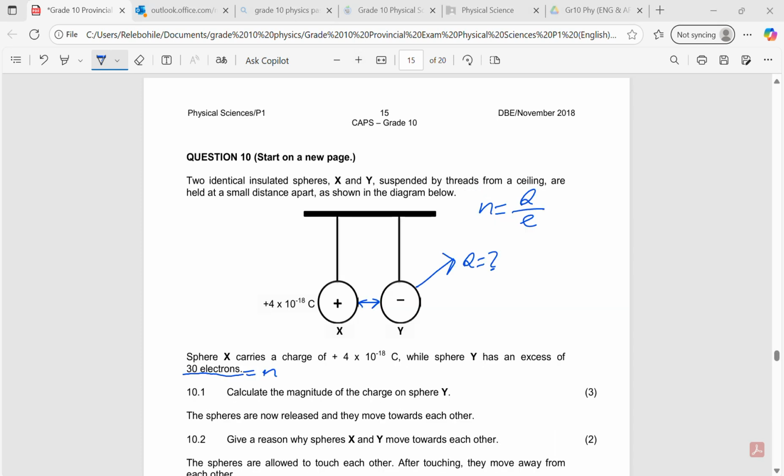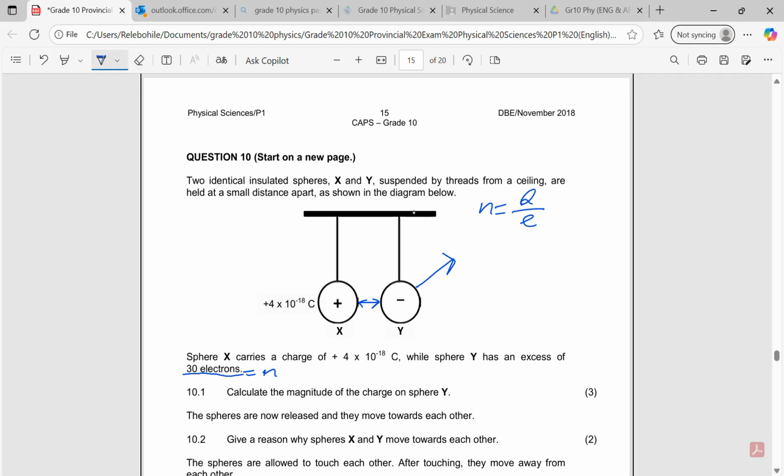All right. So now what we are going to do next is to substitute into our equation. Let me just erase this part. We are now substituting. Where we see N, what are we going to put? Remember we said N is equal to the number of electrons, which is 30 in this case. So it means we have 30 electrons is equal to the Q we do not have divided by the E. Remember the E is the constant, which is negative 1,6 times 10 to the power of negative 19.